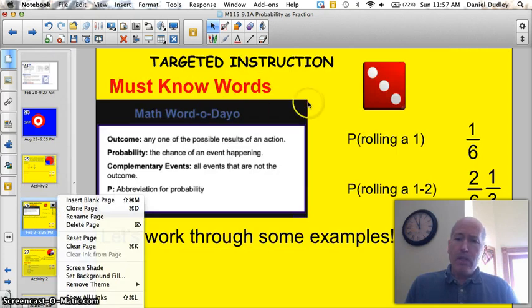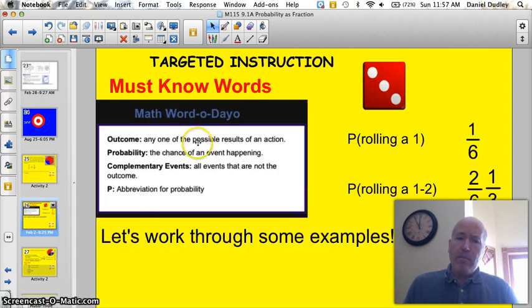All right, some must-know words. First of all, outcome. Outcome is any one of the possible results of an action. When I roll this die up here, I could get a number of possible outcomes. I could get a 1, a 2, a 3, a 4, a 5, or a 6. Those are outcomes.